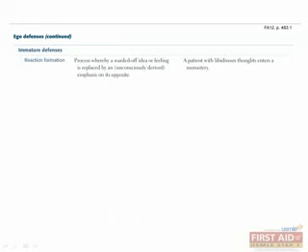Reaction formation refers to a process whereby a warded-off idea or feeling is replaced by an emphasis on its opposite. For example, a patient who is obsessed with sex may go on to enter a monastery.